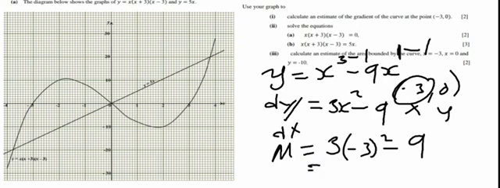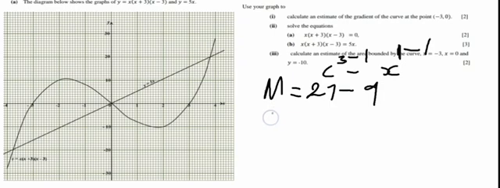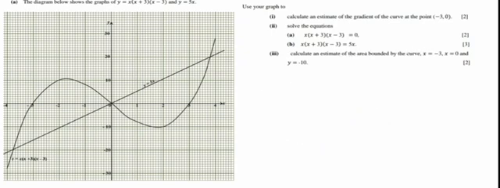So gradient is equal to 3 multiplied by positive 9, minus 9. 3 multiplied by positive 9, we get 27 minus 9. Gradient is equal to 27 minus 9, the answer is going to be 18. So 18 here is right. Our gradient here is 18 for question Roman numeral number 1.